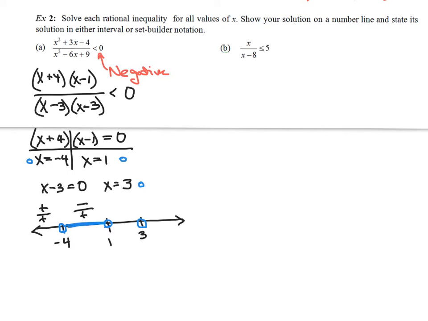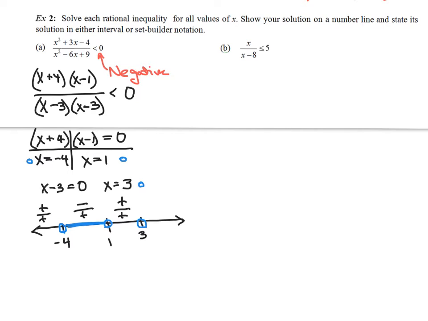Let's go between 1 and 3. 2 would be the best choice. 2 plus 4, positive. 2 minus 1, positive. Positive times positive, positive. Denominator, 2 minus 3 is negative. 2 minus 3 is negative. Negative times negative gives me a positive denominator. And positive divided by positive is positive, so I'm not going to color that one in. I wanted a negative rational expression.